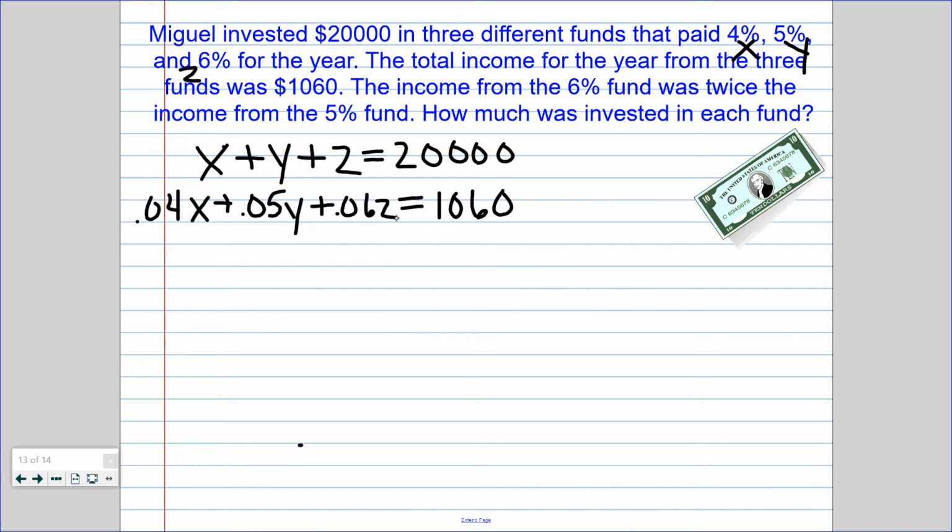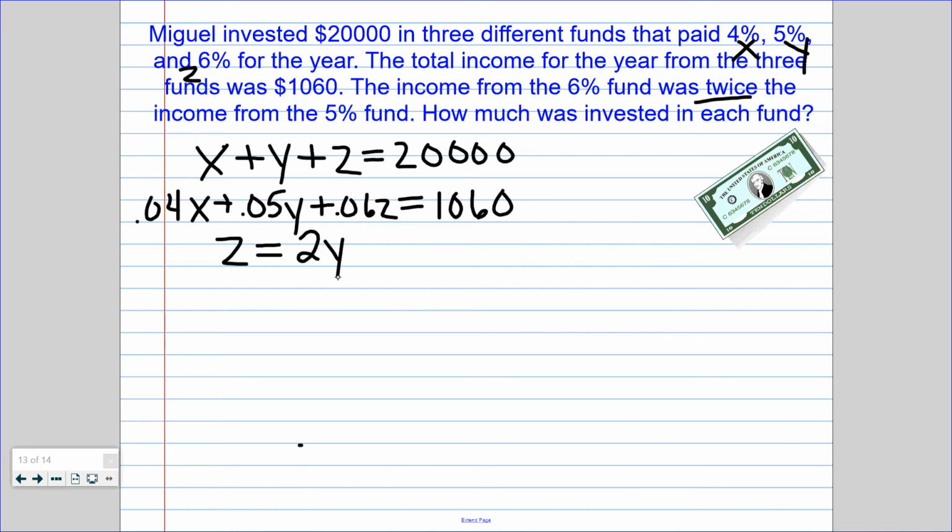Finally, the income from the 6% fund, which is z, was twice the income from the 5% fund. So again, this is another tricky one, more than, less than, twice, triple, that sort of thing. The 6% fund, you want to remember here, is more than the 5% fund. So we're taking 2 times my 5% fund, y. And now we have our three equations.